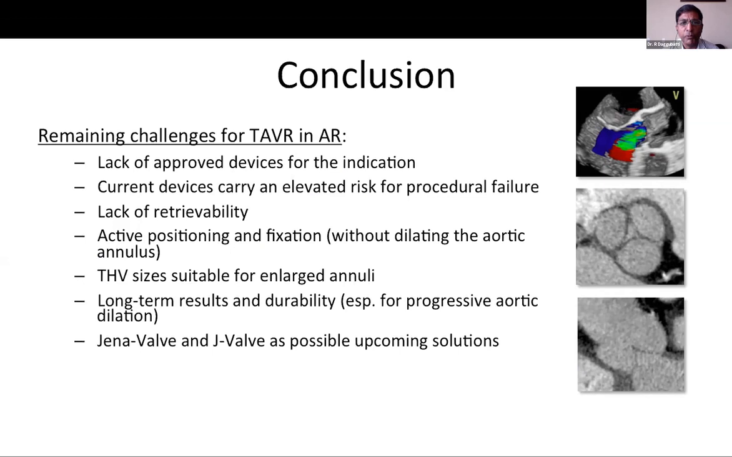Obviously, the lack of approved devices, and I have to tell you that I have had no experience with all these new valves. We are trying to get into the study with the Yana valve, but I don't have any experience with the J valve or Yana valve. Transfemoral J valve has already come in, and the first procedure was done at Christ Hospital in Ohio, so obviously whatever is transapical now, soon they will all be done transfemorally.